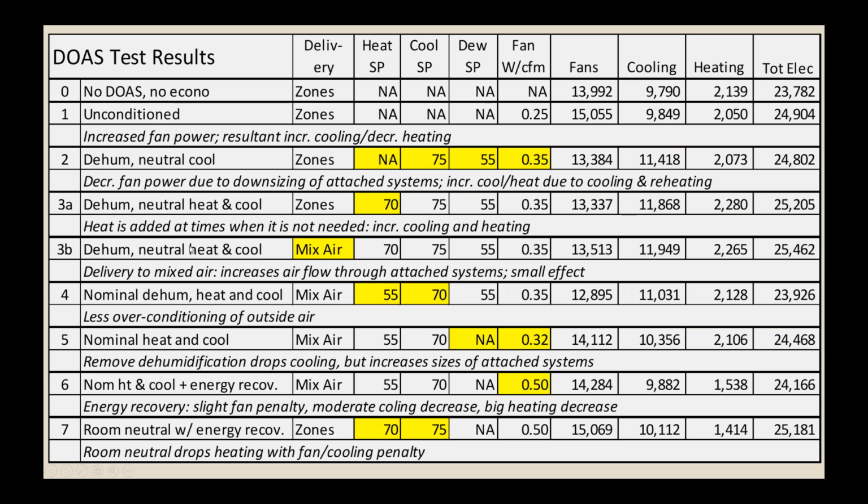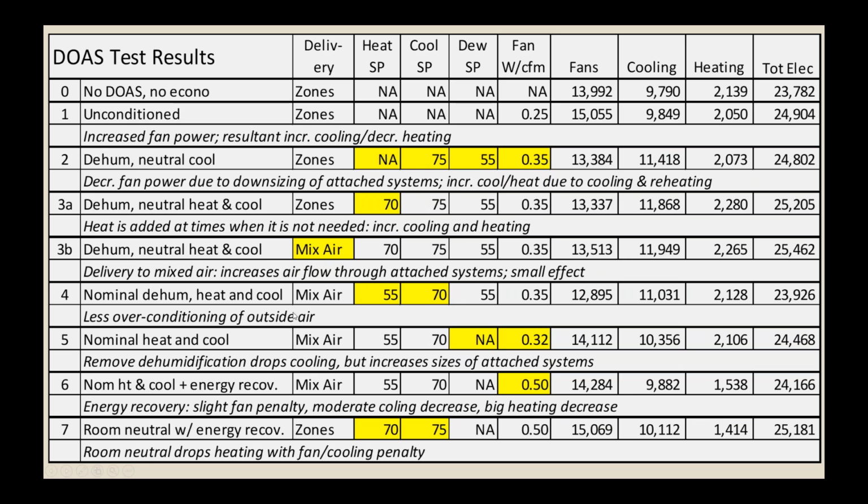And then this next case, 3B, we're delivering to the mixed air instead of directly to the zones. Everything else is the same about that one. Not a big difference in the results, a little bit of increase in fans and cooling and a little bit of decrease in heating. And I think that's because we've got more air going through those individual systems that are served. So that's increasing the energy used due to that higher airflow through those systems.